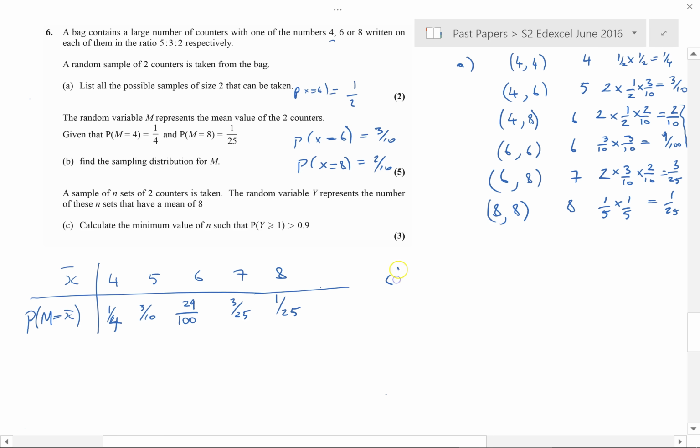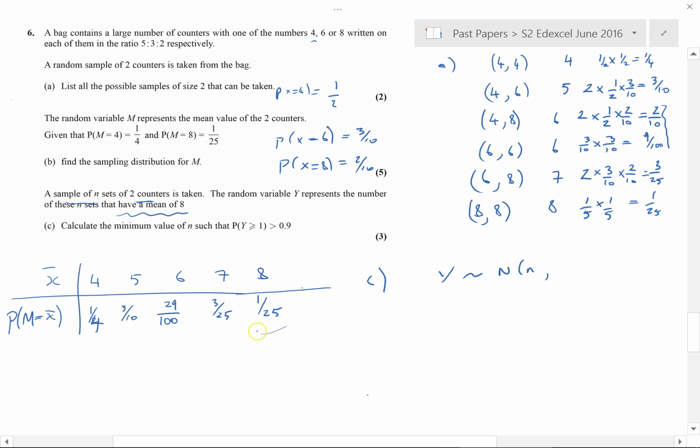Part C, right, this is the kind of thing they like to do, is they like to throw something slightly different in with a different type of distribution or whatever. It says a sample size of n sets of 2 counters is taken. And the fact that it says a fixed number of n sets with 2 counters is taken, it talks about having a mean of 8. So that basically means it's binomial with some number n, and the probability of getting an 8 is 1 out of 25.